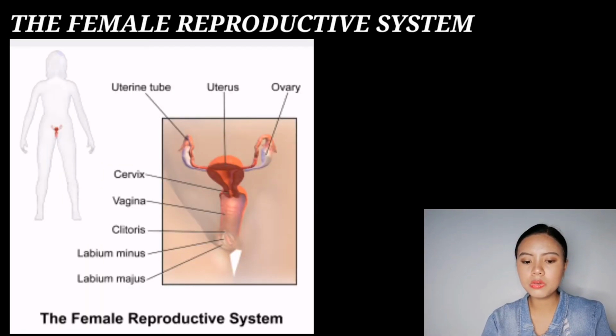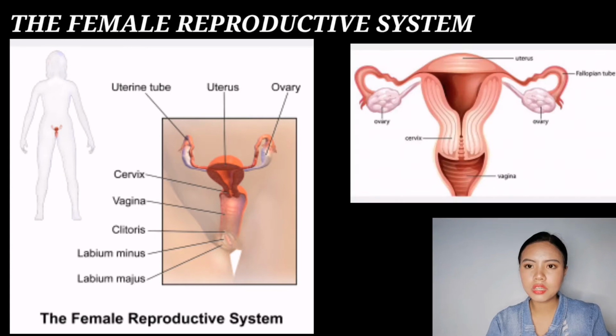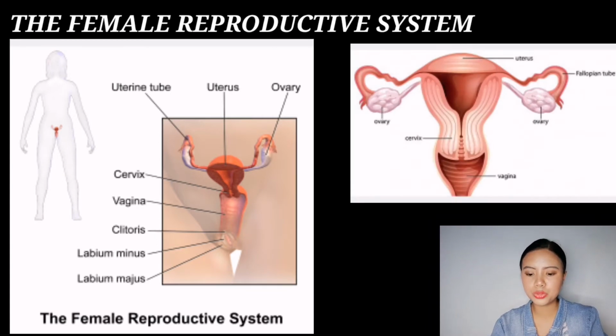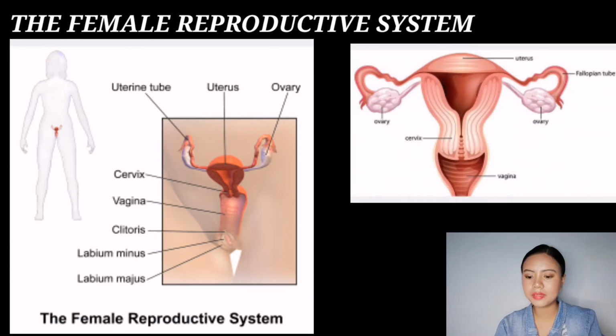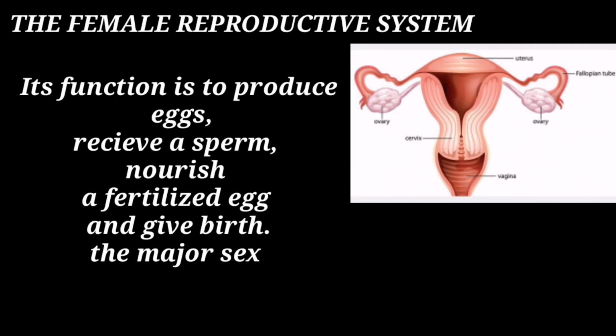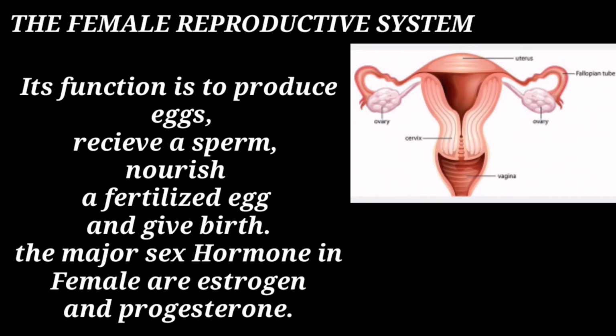The female reproductive system includes the ovaries, uterus, fallopian tubes, and vagina. Its function is to produce eggs, receive a sperm, nourish a fertilized egg, and give birth. The major sex hormones in females are estrogen and progesterone.